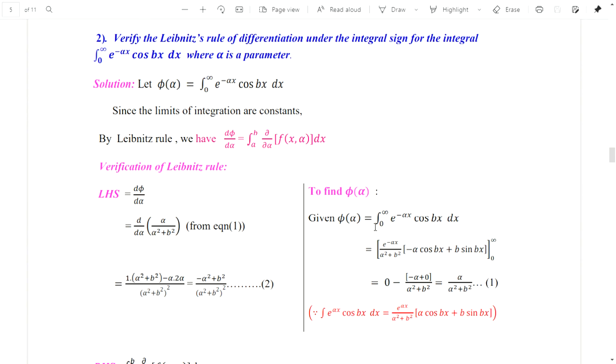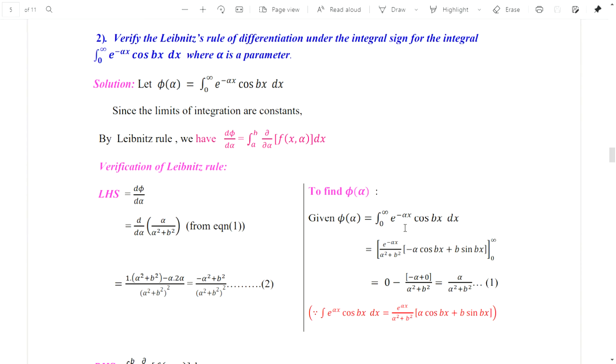So phi of alpha is equal to the integral from 0 to infinity of e to the power minus alpha x into cos bx dx. And we know that the integral of e to the power alpha x into cos bx dx is equal to e to the power alpha x by alpha squared plus b squared, into alpha, the coefficient of x, times cos bx, plus b, the coefficient of x here, times sin bx. It is a very important formula which we learn in the lower classes.